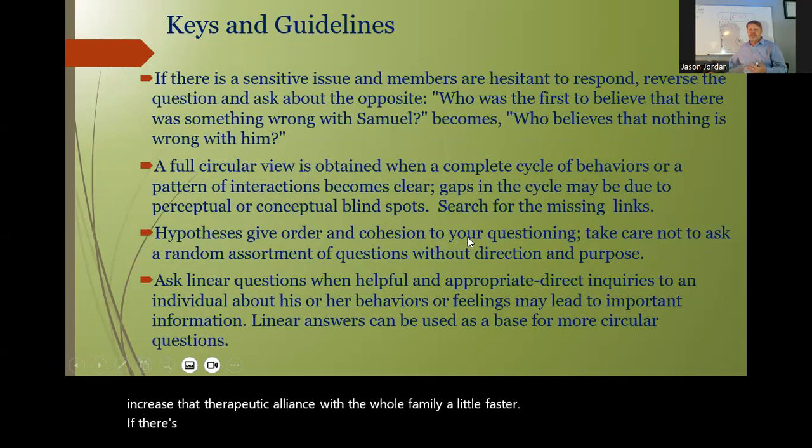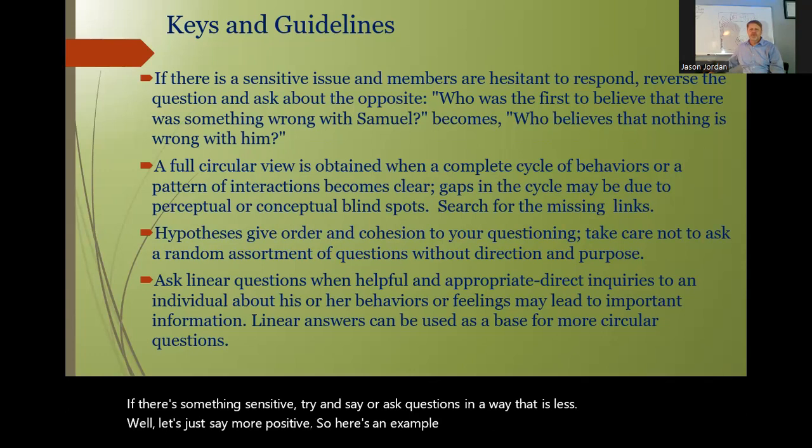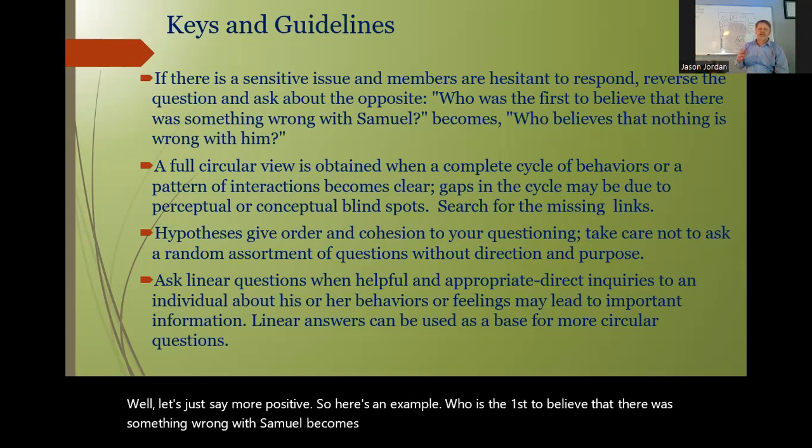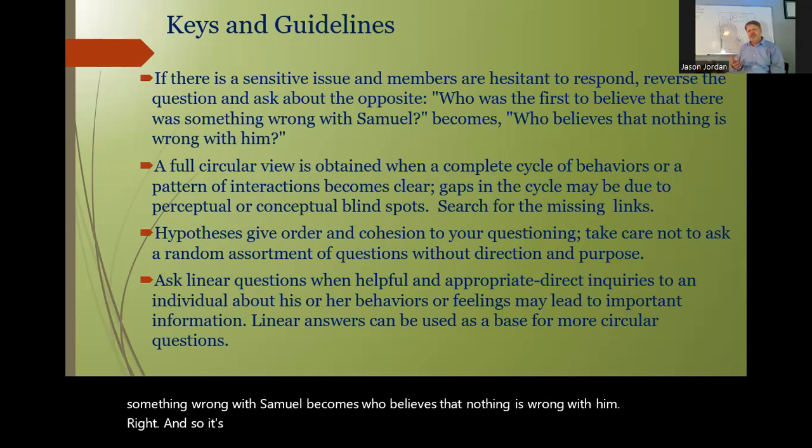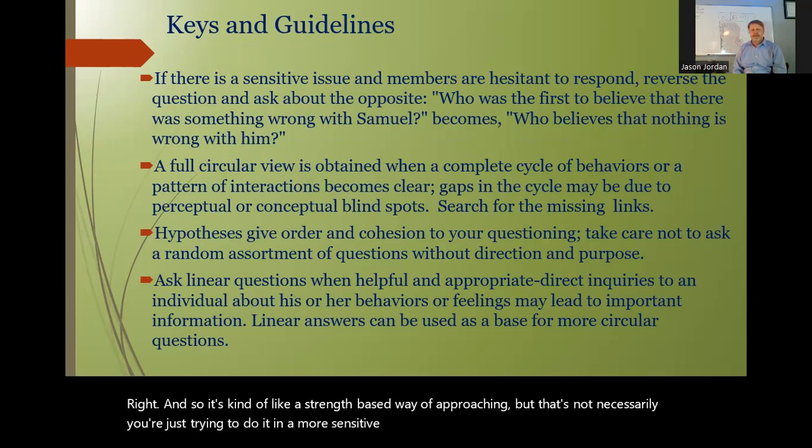If there's something sensitive, try and say or ask questions in a way that is more positive. So here's an example. "Who was the first to believe that there was something wrong with Samuel?" becomes "Who believes that nothing is wrong with him?" Right? And so it's kind of like a strengths-based way of approaching, but you're just trying to do it in a more sensitive way. I like to stay positive.